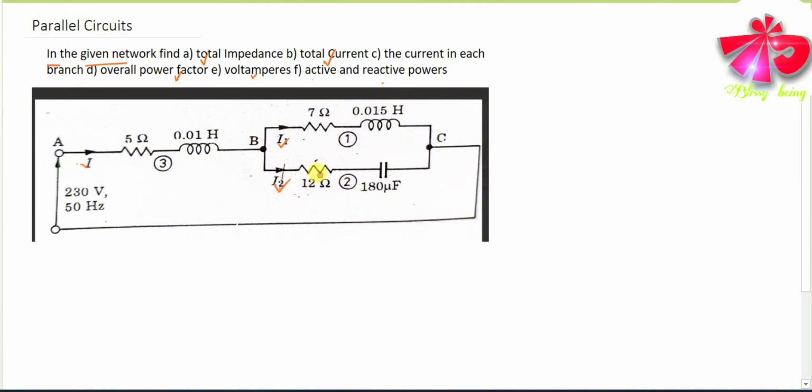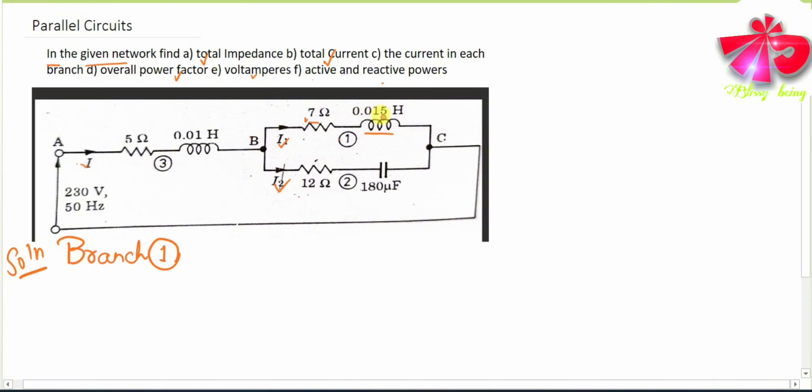Okay, now first you have to jot down the given parameters. So let's initiate it. First let's see the parameters of branch 1. Write branch 1. In branch 1 we can see that we have a resistance R of 7 ohm, and this one is the symbol of an inductor, and it is of 0.015 Henry.